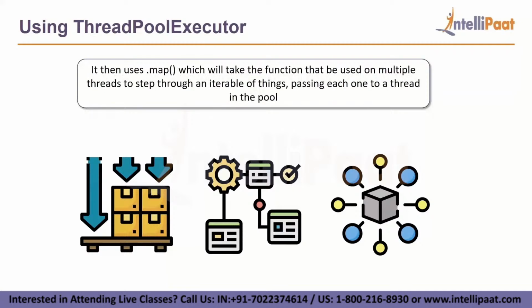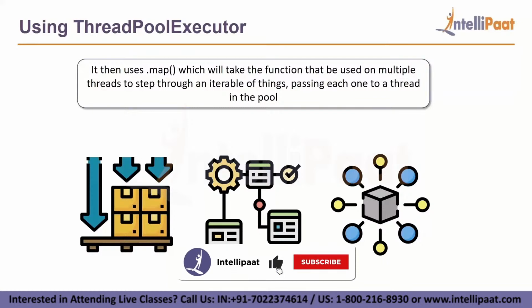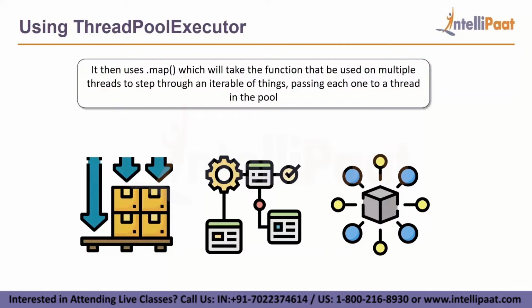And then from there on, we use the map function. Inside the map function, it will take a function that will be used to step through multiple threads and an iterable of things, passing each one to a thread in the pool. So basically, you just use the map function, pass in some function that will be run on multiple threads, and that will be done automatically.